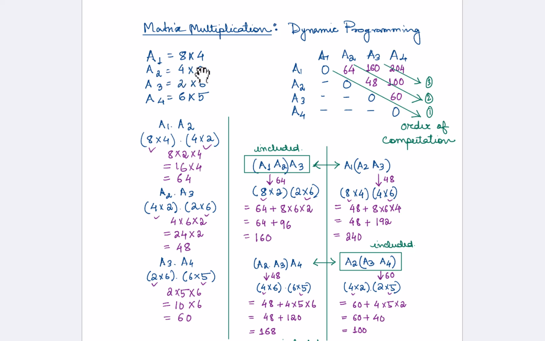Again, for A2 and A3, we can see the column of A2 is equal to the row of A3. And similarly for A3 and A4, we can see the column of A3 is same as the row of A4. So they can be multiplied in an order, right? Now, there can be multiple ways we can multiply them.